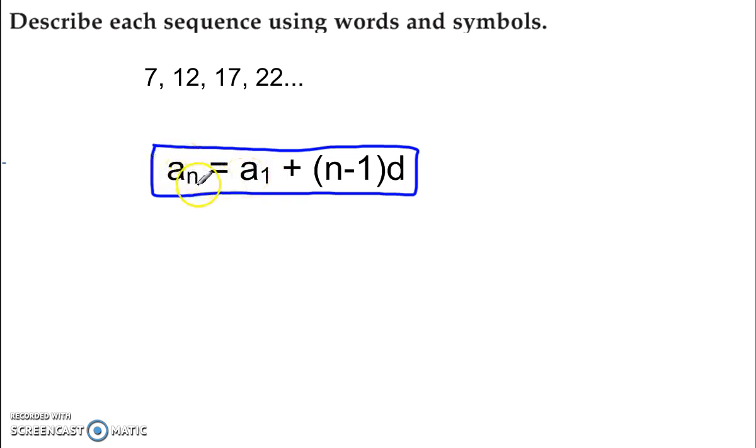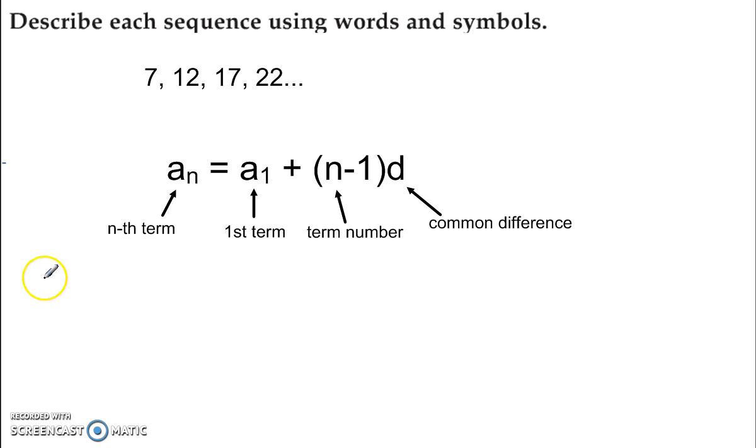Okay, a of n is any term. A1 is the first term. A1 is that 7 here. N is the term number. So if we're looking for the first term, then I would plug in 1 there. And then times d. D is the common difference. All right, so this is the nth term, meaning any term that you pick. A1 is the first term. N is the term number. D is the common difference.